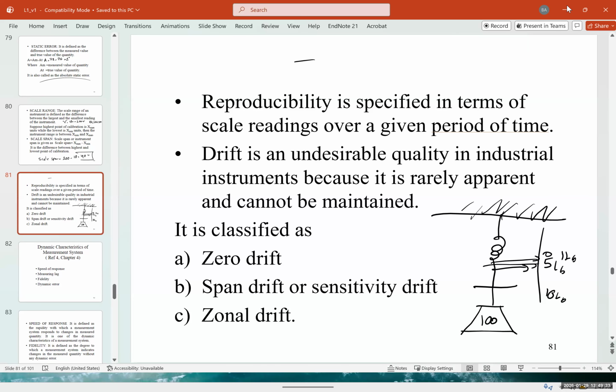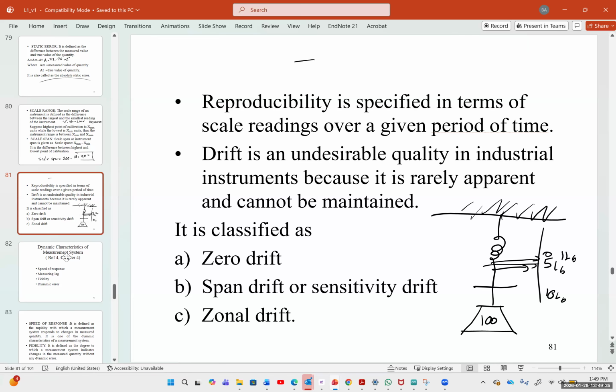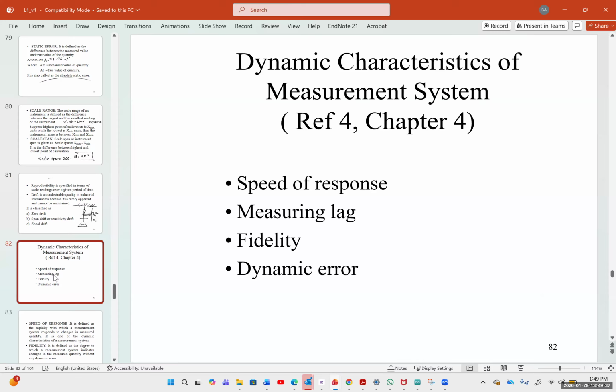Okay. So since we have a small pause, do you have any questions up to now? No? Okay. Now, the things that we spoke about were static characteristics. Other characteristics of measurement instrumentation systems are the dynamic characteristics. Some of these are, one, the speed of response, measuring lag, fidelity, and dynamic error.